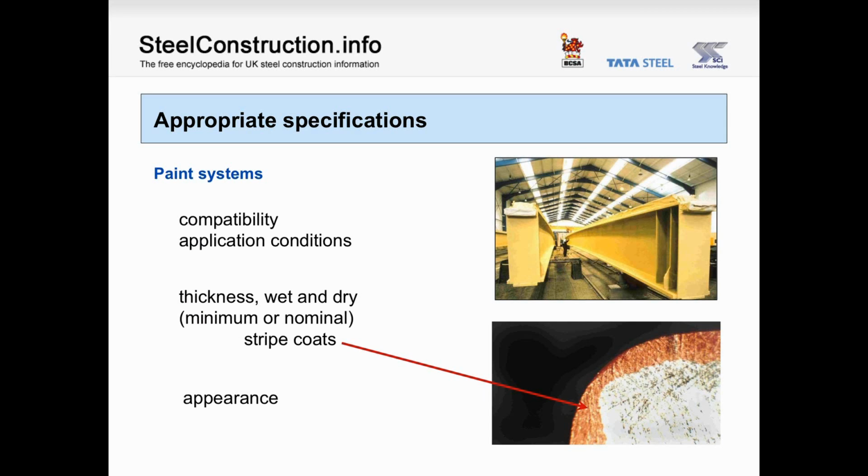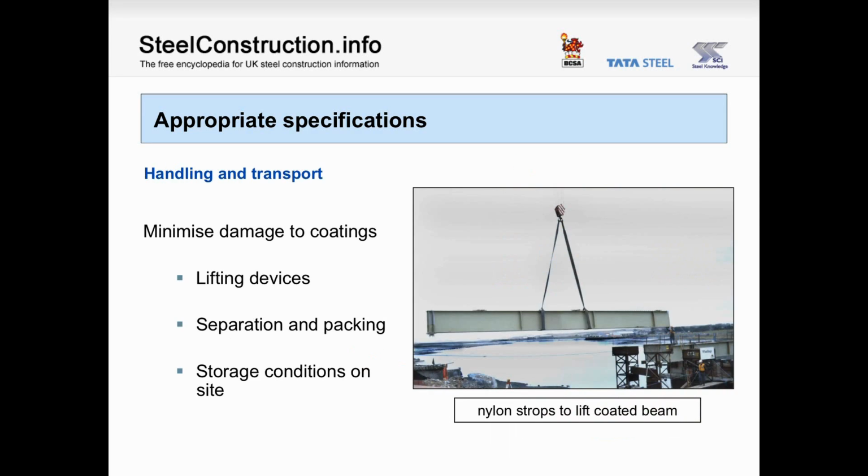Looking at paint systems, in a multi-coat paint system, it's important to make sure that each coating is compatible and to source the materials from the same manufacturer. It should be decided whether there should be a need for stripe coating on vulnerable surfaces, e.g. edges, where coating can be thin, and not to forget about the final appearance. The specification also needs to consider requirements for good handling and transportation methods to minimise any damage at all stages. The illustration shows coated bridge beams being carefully lifted into place on site by nylon strops.